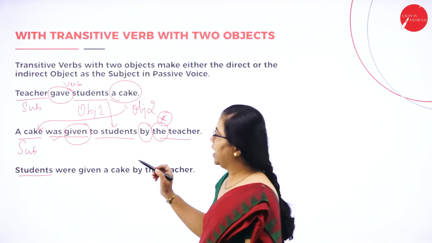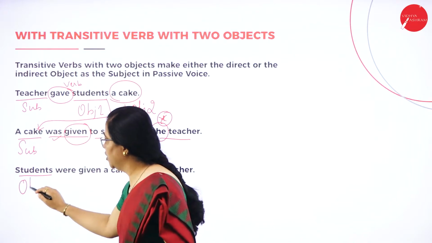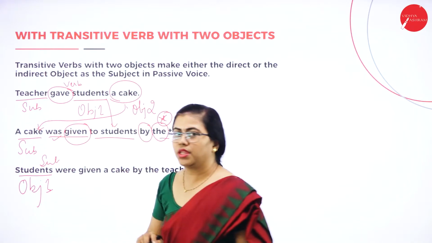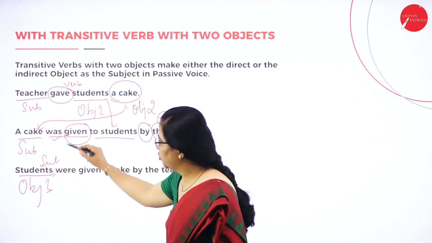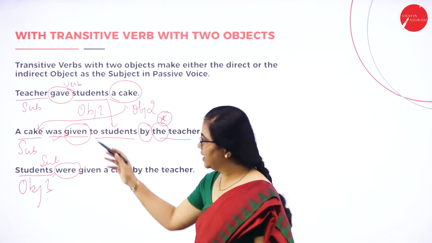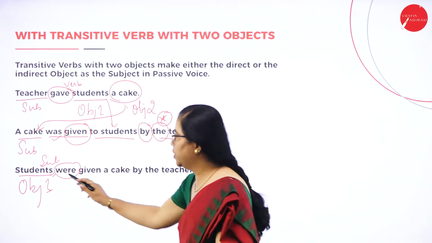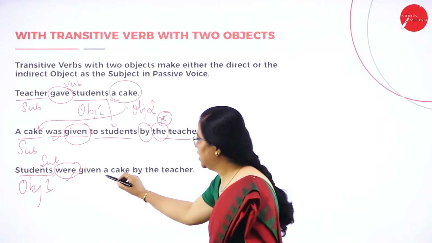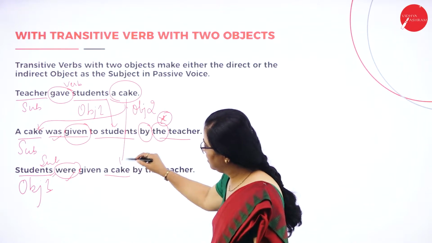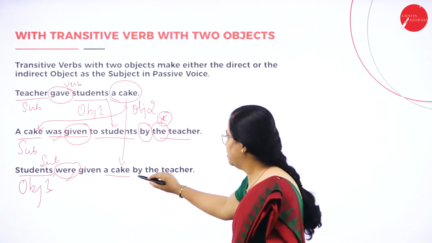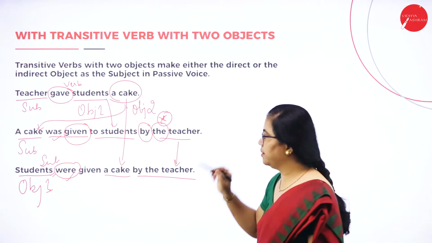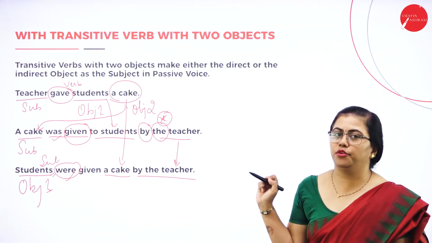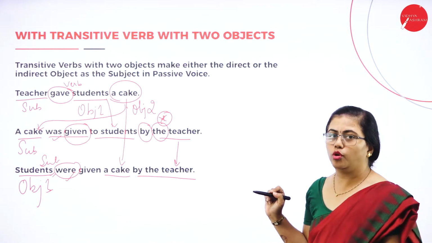Okay. So now I have changed the object 1. Here I have taken object 1 as the subject. This becomes the subject now. Since this is plural, I don't use was, I use were. Cake is singular, so I have used was. Here the word students is plural, so I have used were. Then given a cake, so this object remains as it is. Then by the teacher, again the subject will remain as it is. So this is the way you change it from active to passive whenever you have two objects.